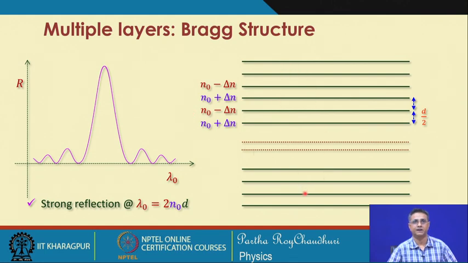If you plot the energy reflection R as a function of the wavelength, to represent the electromagnetic waves propagating through the structure, then you have a well known plot of Bragg reflection. You have side lobes, and you will get a very strong reflection at the center wavelength, for which lambda 0 will be equal to twice n 0 d. This is again for the normal incidence of the Bragg reflection.